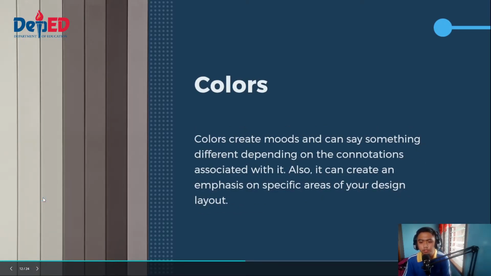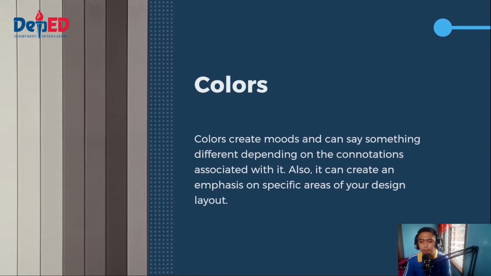Colors. Colors create moods and can say something different depending on the connotation associated with them. Also, they can create an emphasis on specific areas of your design layout. Let's say the concept of red, yellow, and green. Red basically means danger. Red means error in IT. As a programmer, red means error. So whenever I'm creating a website and I'm expecting there's an error, I'll be using a red background or red text. A red background with white text, or white background with red text.